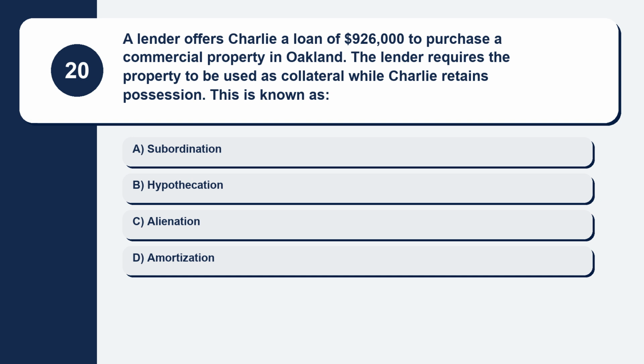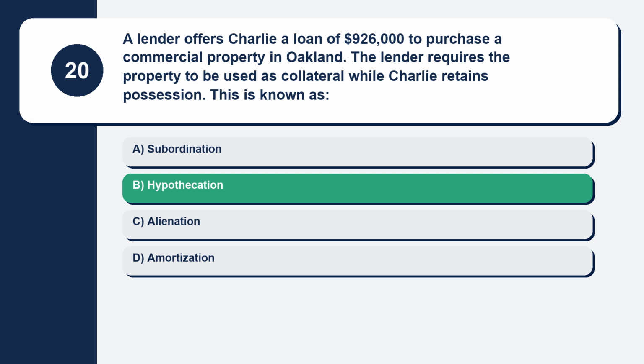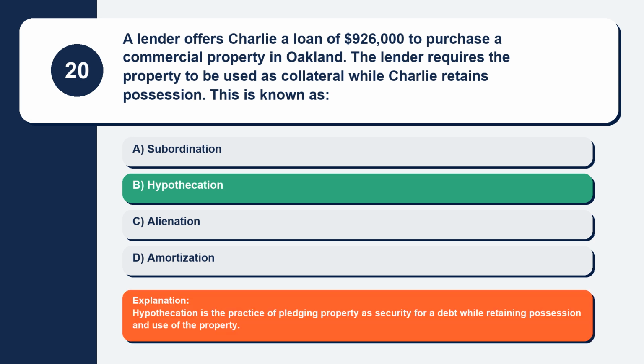This is known as. Here are your options. Option A, subordination. Option B, hypothecation. Option C, alienation. Option D, amortization. The correct answer is option B, hypothecation. Explanation: hypothecation is the practice of pledging property as security for a debt while retaining possession and use of the property.